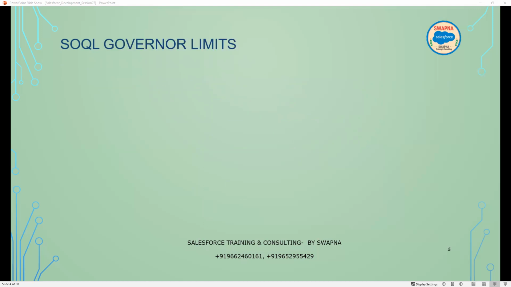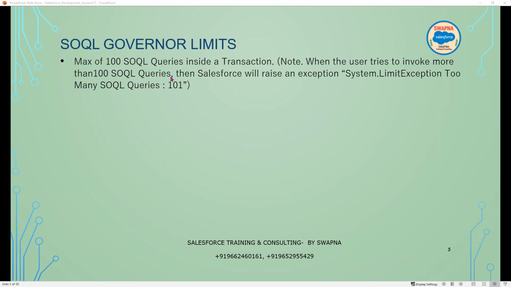Now let's move on. Whenever we are writing a SOQL query, Salesforce is going to apply governor limits on the SOQL query. Let's see what the SOQL governor limits are. Maximum 100 SOQL queries inside a transaction. When I say transaction, that means a single transaction execution, or a single debug log.